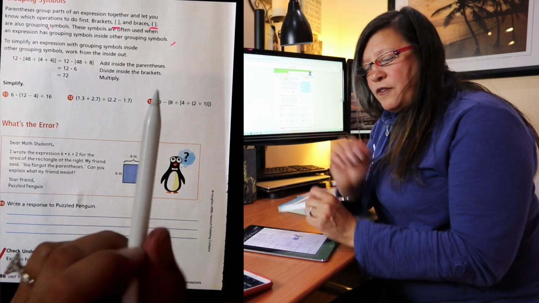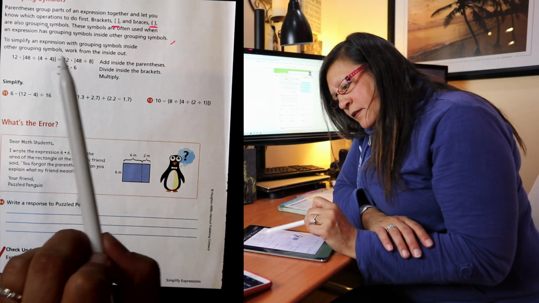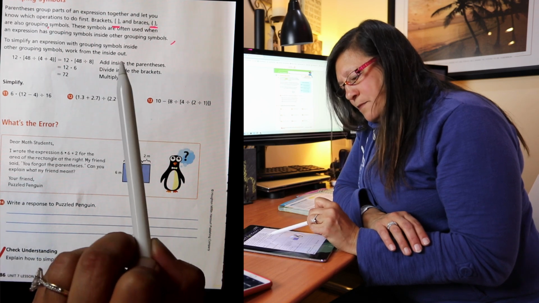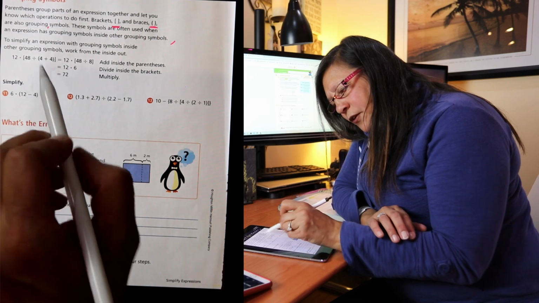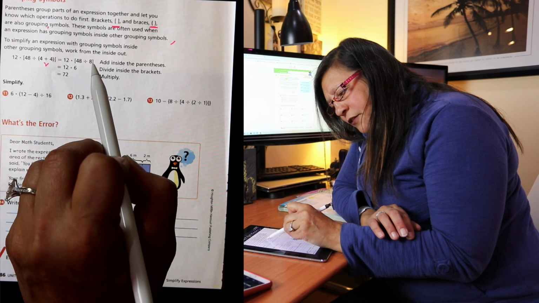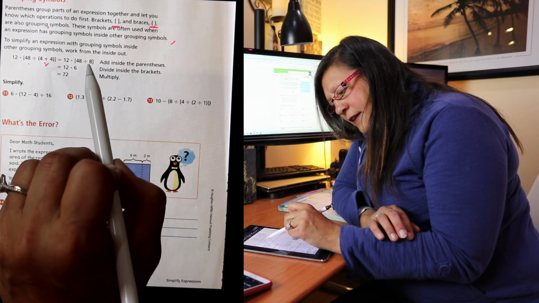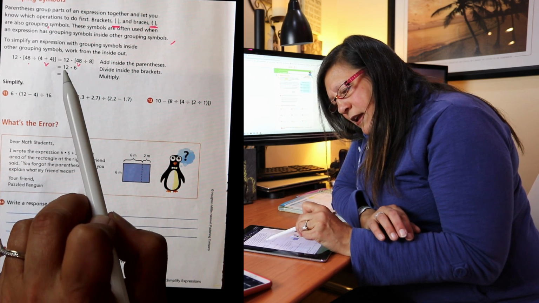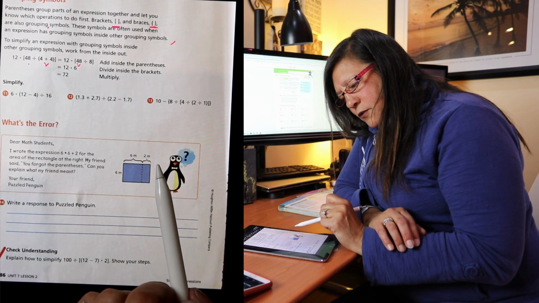So the one thing to remember is always work from the inside out. Okay? To simplify an expression with grouping symbols inside other grouping symbols, work from the inside out. For example, add inside parentheses first. Okay, so first it was the 4 plus 4. That's where they got the 8. All right, and then it's 48 divided by 8 right here. And that's how they get 6, right? And then 12 times 6, and that's where you get 72.